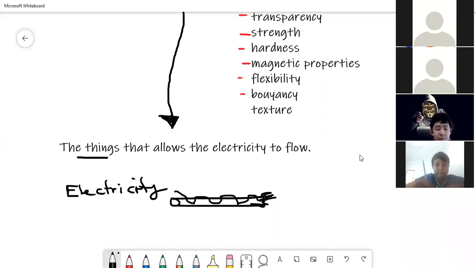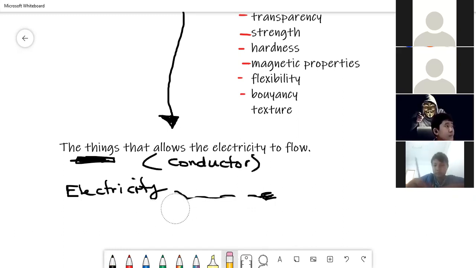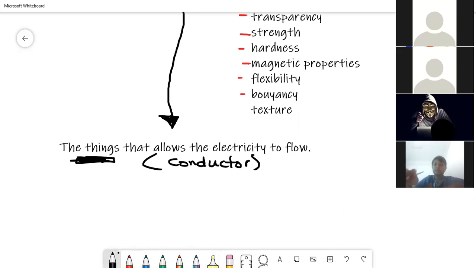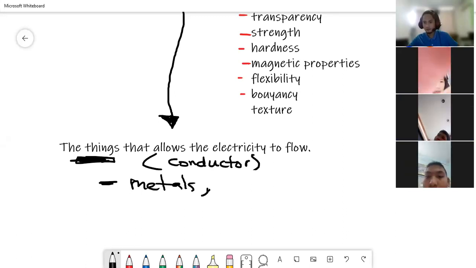Okay? The things that are like this are what we call electrical conductors. For example, metals. What else? Metals. Who is noisy? Plastic. Metals. Electrical conductor, right? Copper.